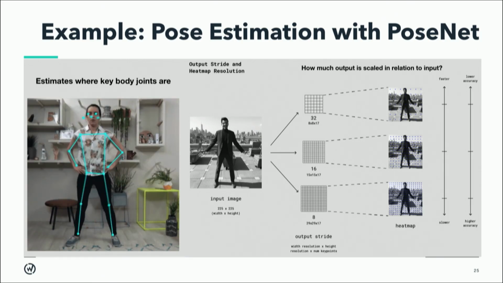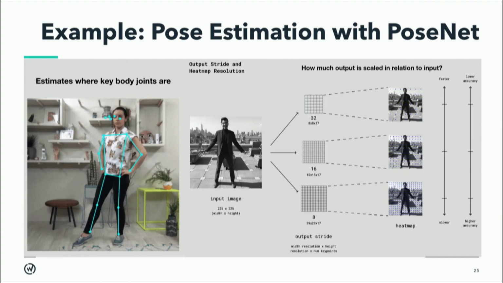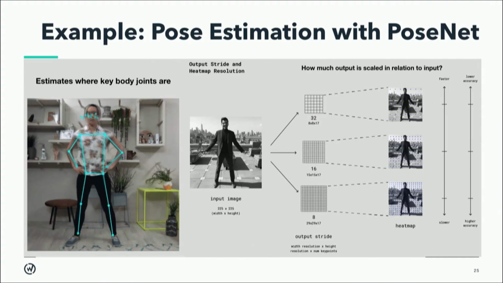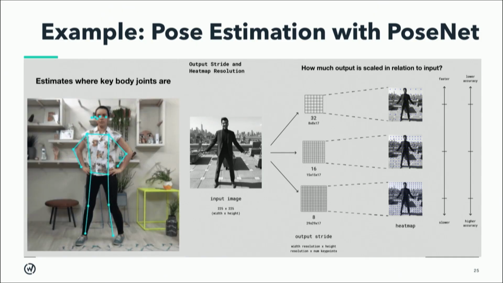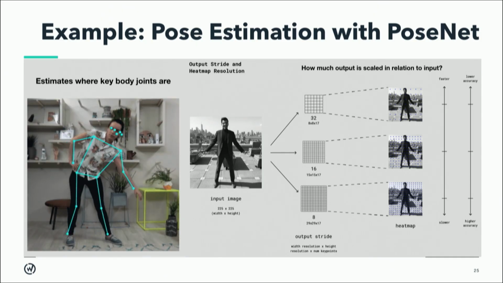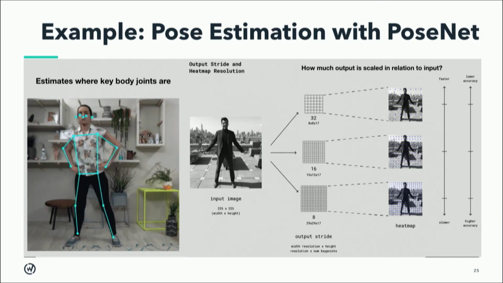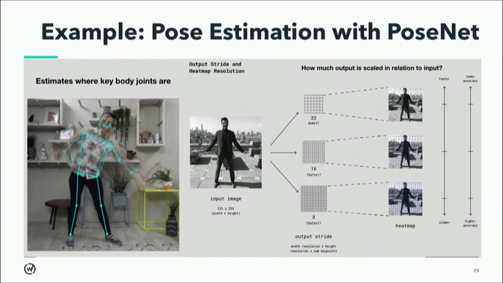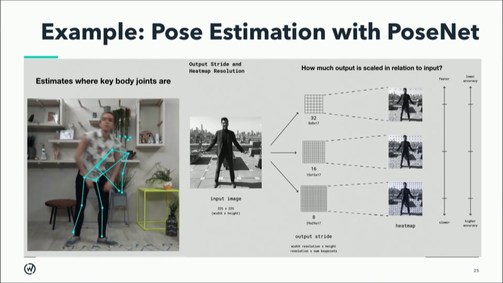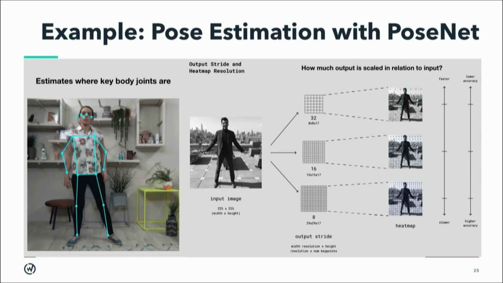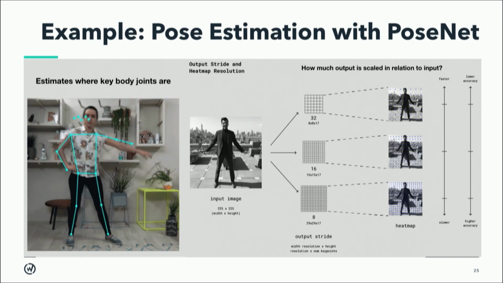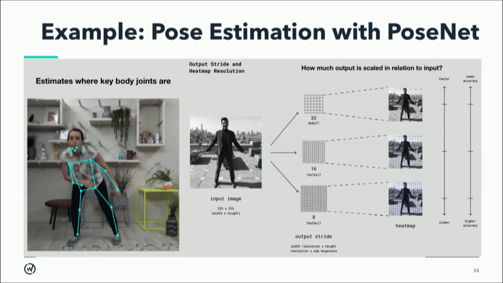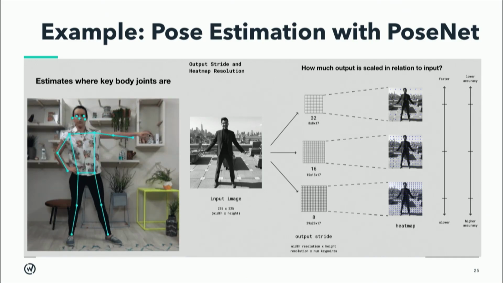And there is also this parameter called output stride. So basically that shows how much the output image is going to be scaled in relation to the input, and that would affect the number of key points being processed. And so we can see that with a higher output stride, we'll have faster performance but lower accuracy, and with a lower output stride, we'll have slower performance but higher accuracy.